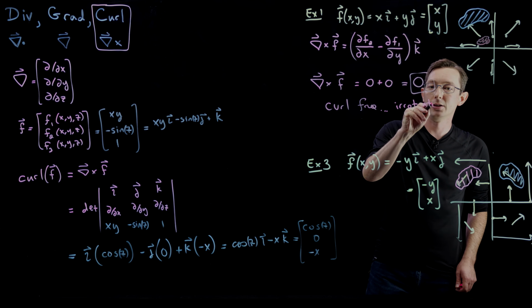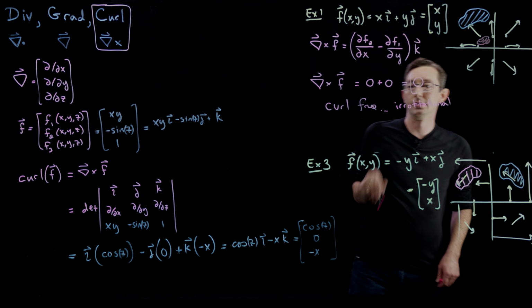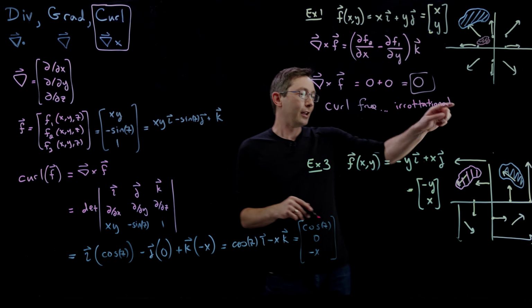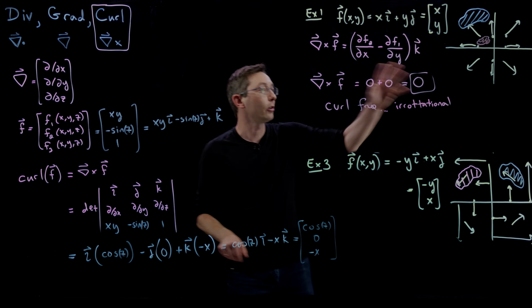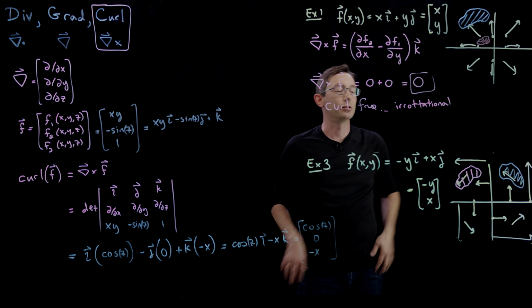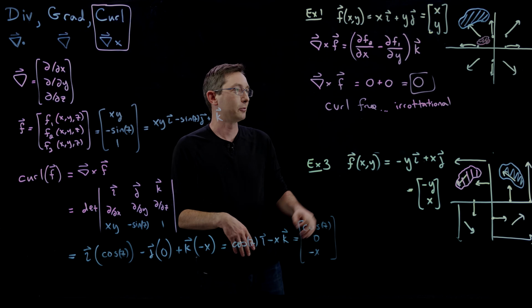Oh my goodness, irrotational, probably two Ts. Oh my goodness, I can't spell at all. Irrotational. So if the curl of a vector field is 0, it is curl-free or irrotational. I think that's probably spelled wrong.